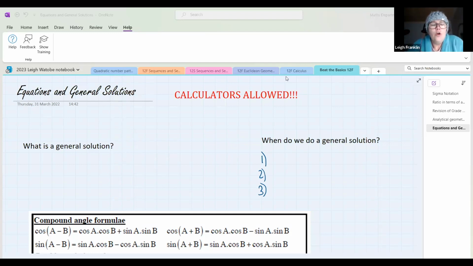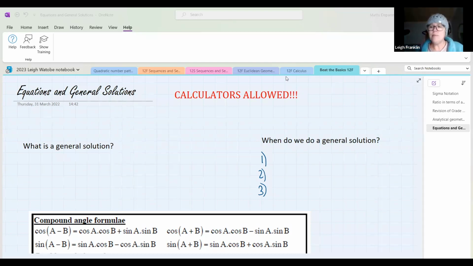Okay, so you've seen before when we've done trig, when we've been speaking about Pythagoras or identities or ratios in terms of a letter or any of our general trig, we've always said that there are no calculators allowed. Now, for the first time, you are allowed to use a calculator in trig, because you are going to be calculating the size of angles. So when we're solving equations and doing general solutions, we are solving for angles. It's like solving for x, but I think you guys know that already.